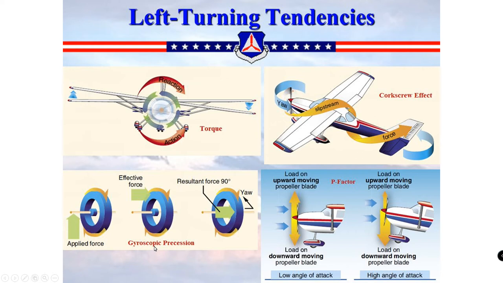Gyroscopic precession. This is mainly for tail draggers. I'll do this on the board too, with another picture of it. But anyway, I will go back to the gyroscopic. Right now, let's go to the board for P factor.